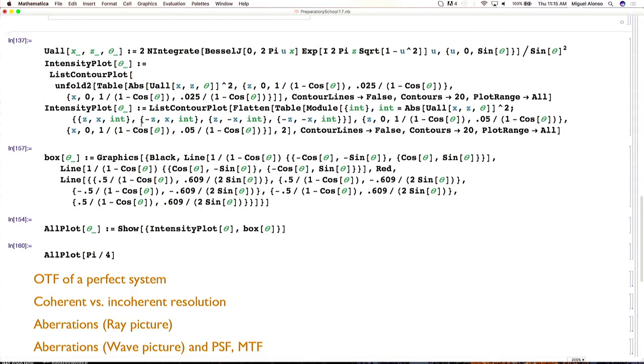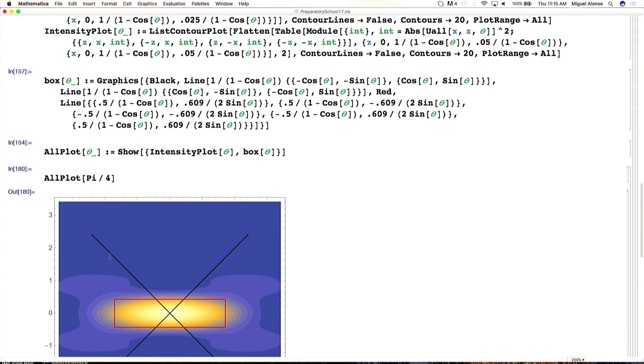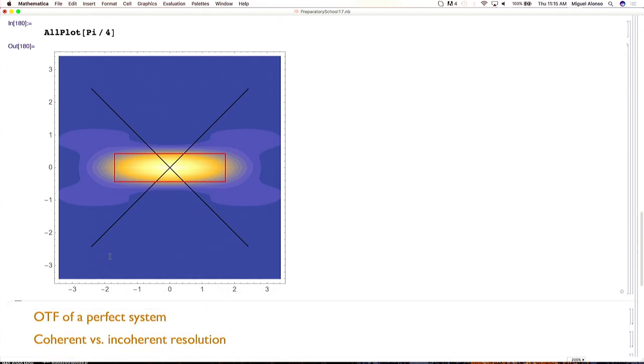So here I defined the integral, so I can calculate this. For example, for pi over 4, it's going to calculate numerically, because there's no closed form expression, the intensity of the field. Takes about 10 seconds. There it is. So this is for an angle of 45 degrees. This is the cross-section of the intensity pattern. And this is the box where the focus is, the longitudinal direction and the transverse direction. And it's always half the distance to the zero, half the distance to the zero.